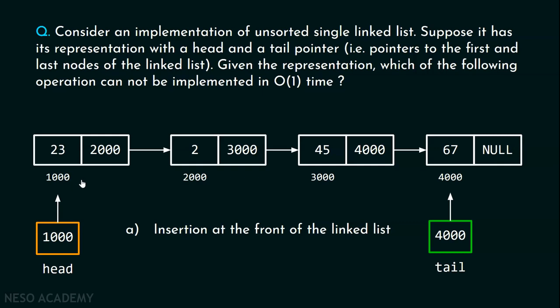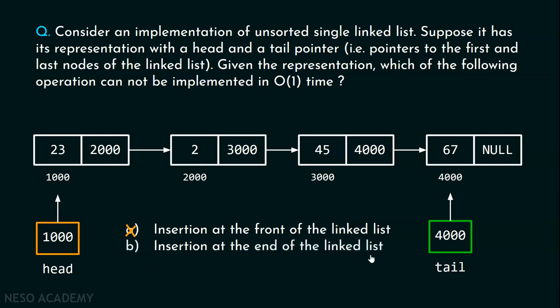After creating the node, we just have to update the link part of that node. We definitely have to update the link part of the new node by the address of the current first node. So it must contain this address, that is 1000. After putting that address, we need to update our head pointer so that it can point to the new node, and that becomes the first node of the list. Insertion at the front of the linked list will take constant amount of time, and that is why this option is incorrect.